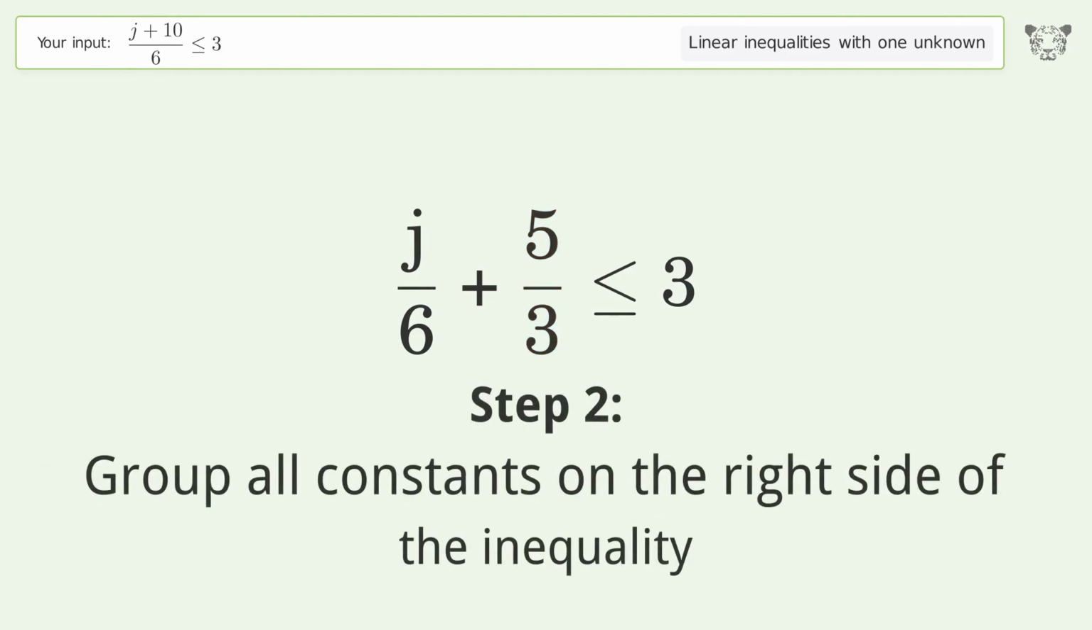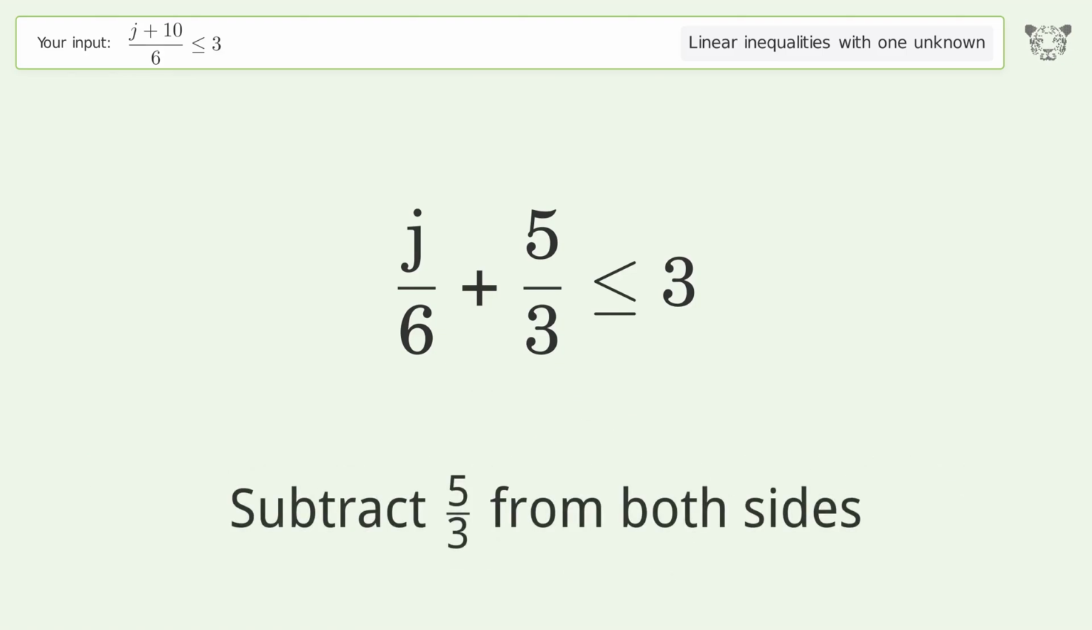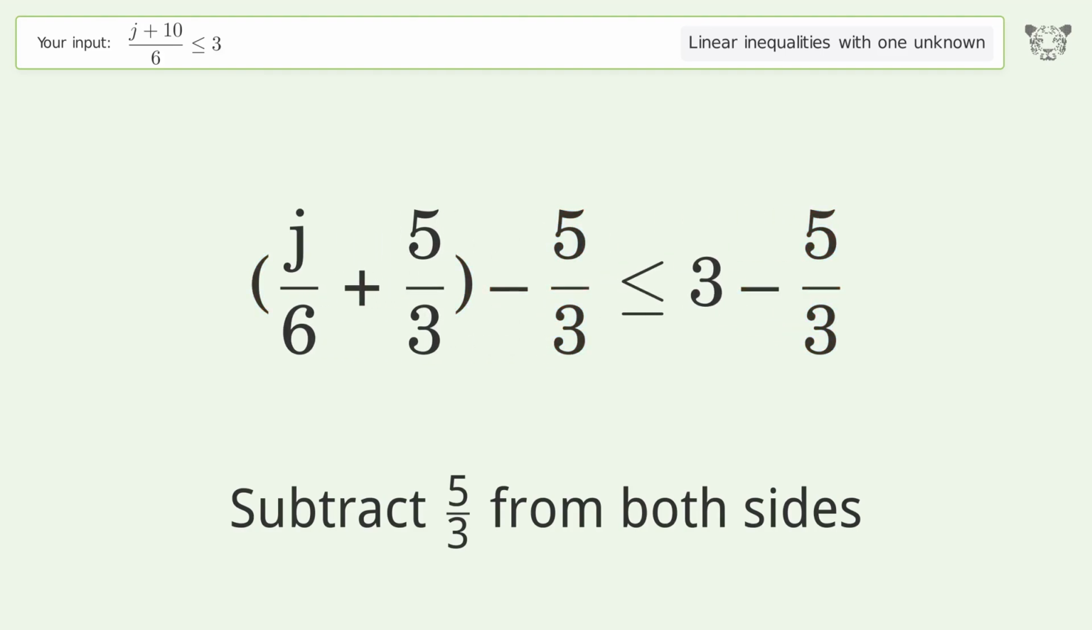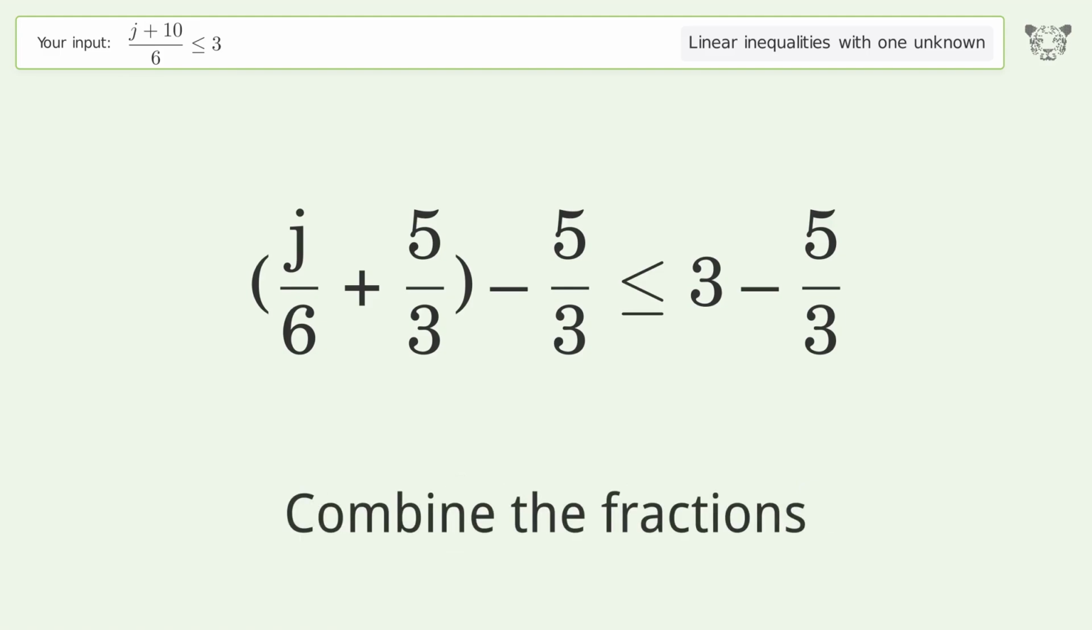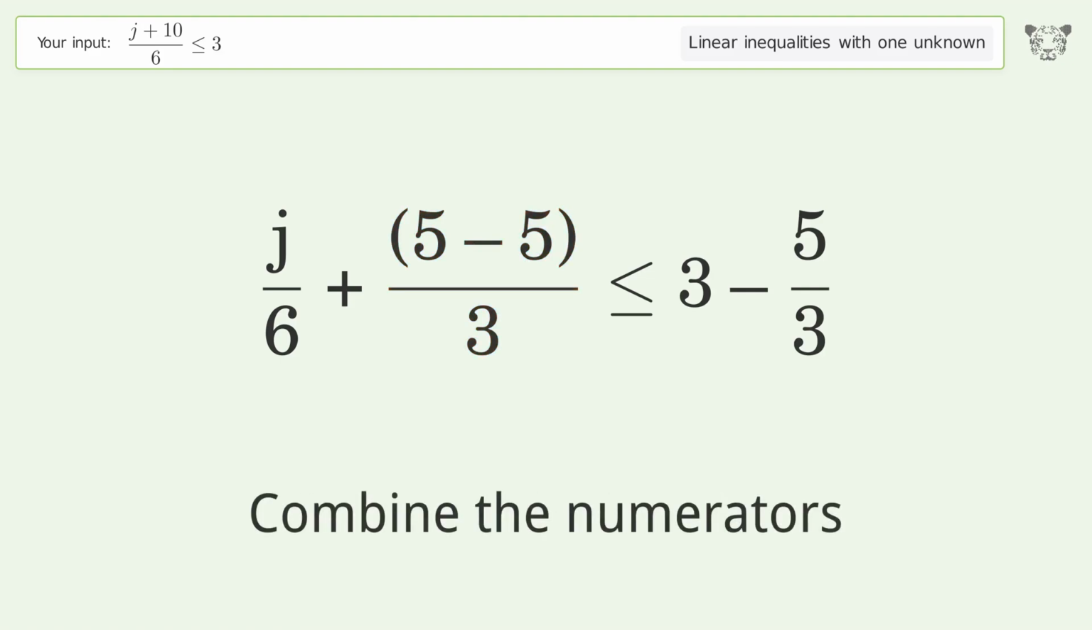Group all constants on the right side of the inequality. Subtract 5/3 from both sides. Combine the fractions. Combine the numerators.